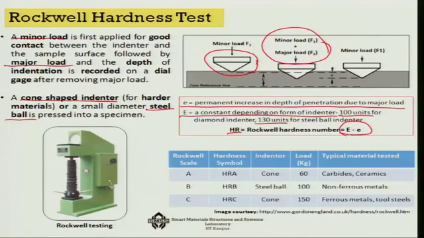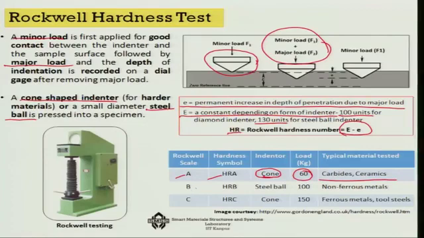Now, there are three scales of the Rockwell scale. One is scale A, known as HRA, and there the indenter is a cone shaped indenter. The load is usually 60 kg. It is used for carbides and ceramics, so that means it is used mostly for ceramic type systems.